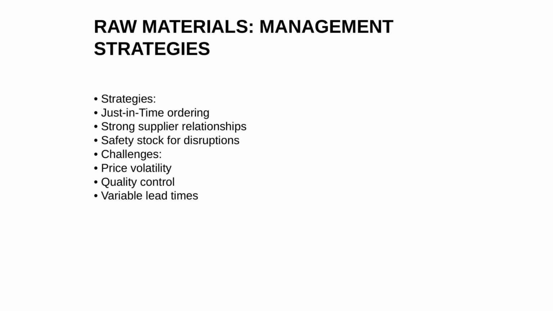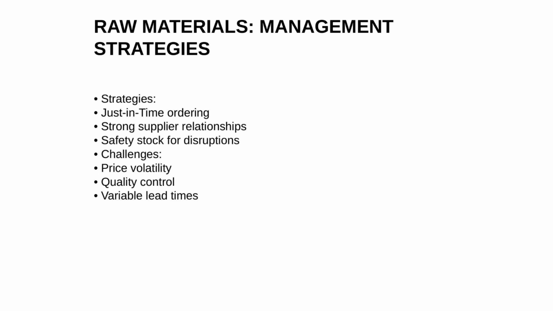Just-in-time ordering aims to reduce storage and carrying costs by bringing materials in only when needed. Strong supplier relationships are critical because reliable delivery and stable quality reduce the need to hold large buffers. Many firms also keep safety stock to protect production from supply disruptions.